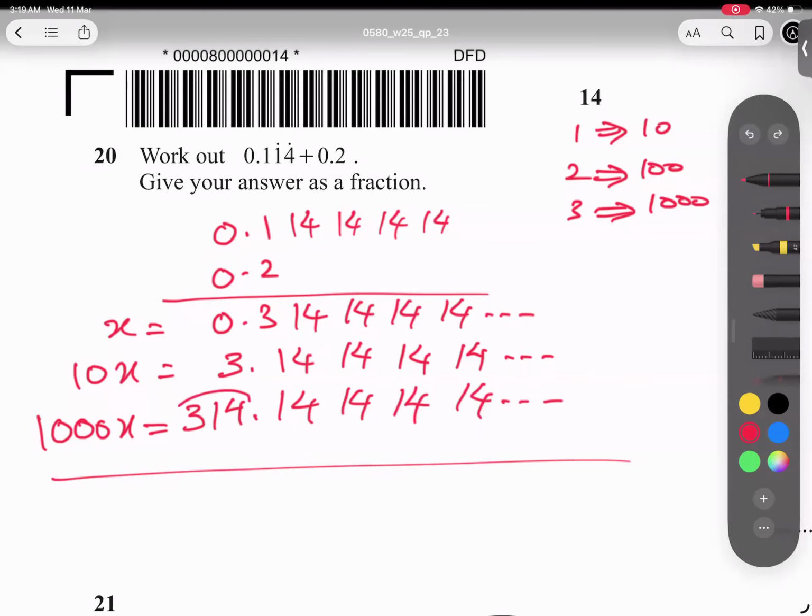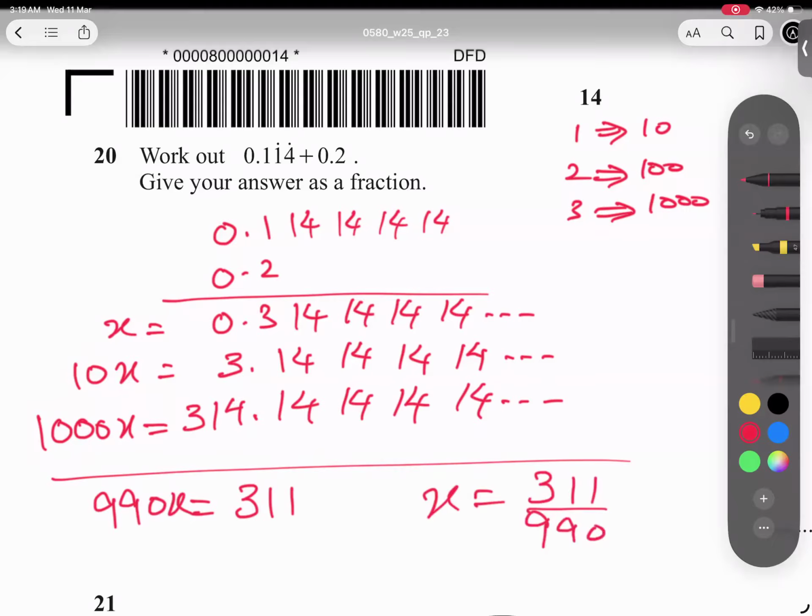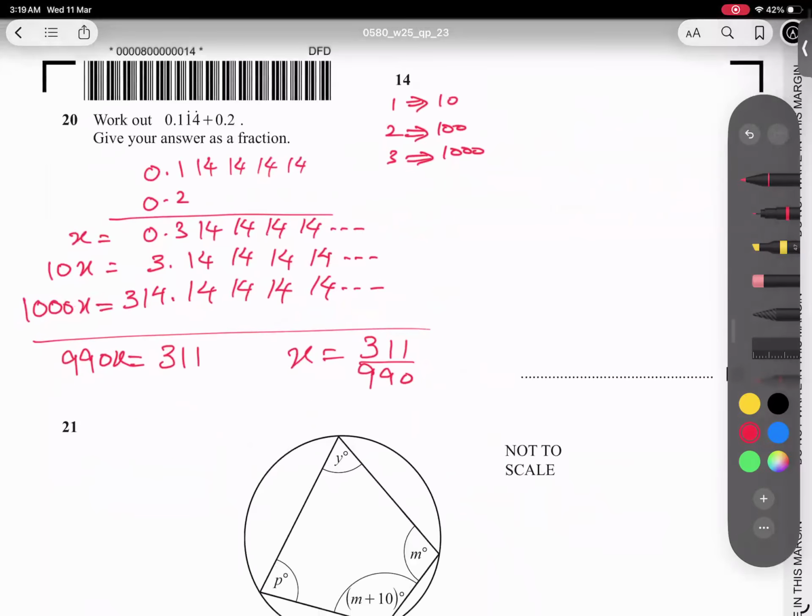When I subtract, all these matching values cancel out. Out of 314 subtract 3, and I get 311. And 1000x minus 10x is 990x. So x is equal to 311 over 990. So we got it. It means 0.3141414 and so on, which is 311 over 990.